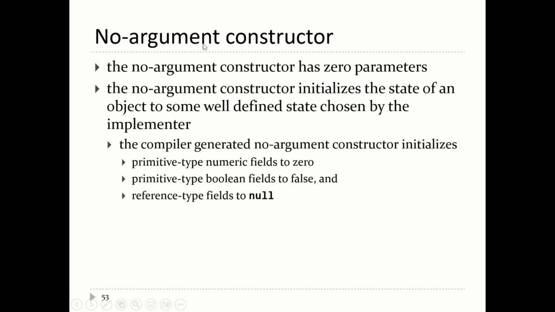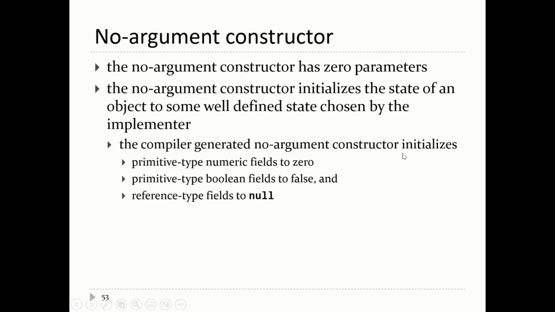Okay, so why is it called the no argument constructor? It has 0 parameters. That's why it's called the no argument constructor. What's it supposed to do? It's supposed to initialize the state of a newly created object. How does it do it? Well, it's up to you. You, as the designer of the class, it's your choice on what well-defined state means if someone doesn't tell you what values they want for the fields.